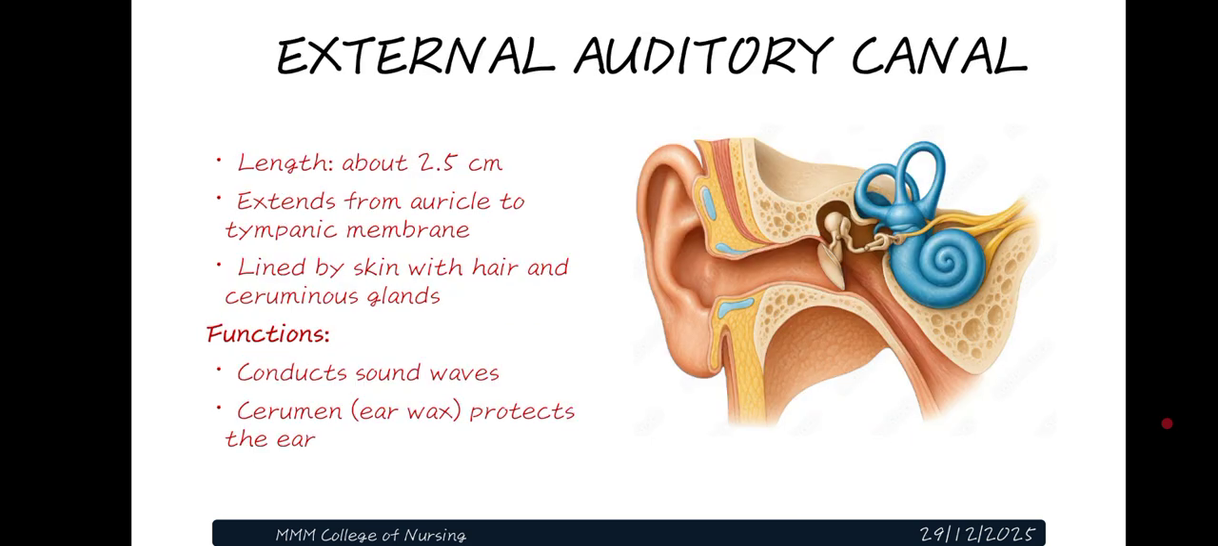So the external auditory canal is about 2.5 centimeters in length. It extends from the auricle to the tympanic membrane. It is lined by skin with hair and ceruminous glands. So the functions of the external auditory canal: conducts sound waves, and cerumen, that is earwax, protects the ear.